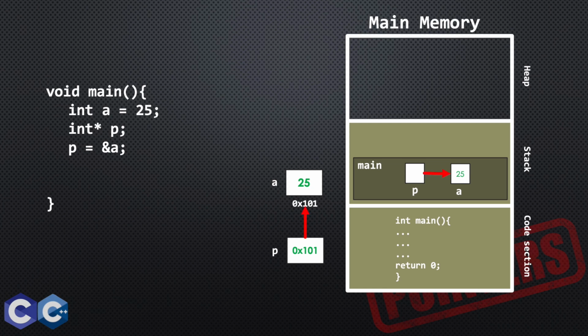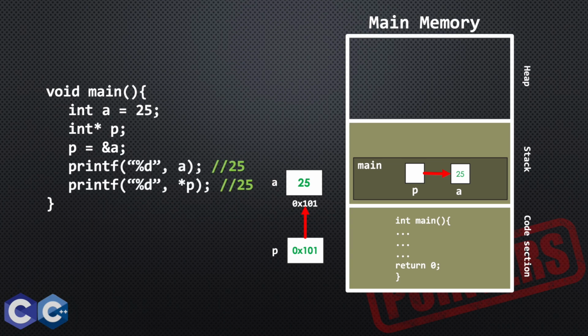To access the value at the memory location the pointer points to, we use the dereferencing operation. In our case, *p will dereference the pointer p and return the value from the memory location the pointer points to, which is 25. Therefore, the output at the end of this code example will display the value of the variable a, which is 25.